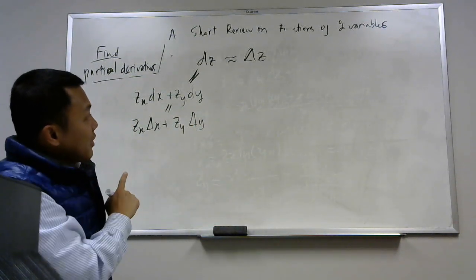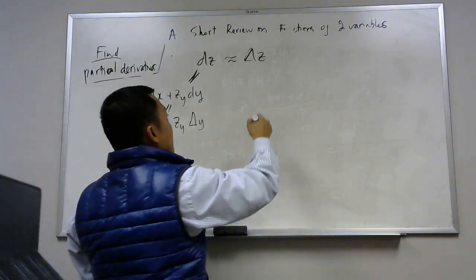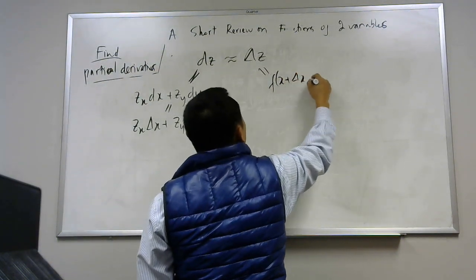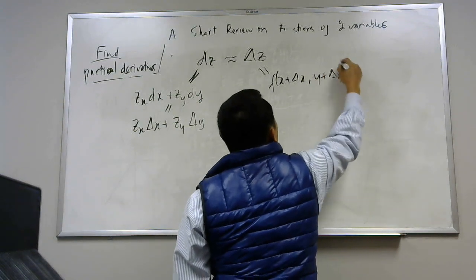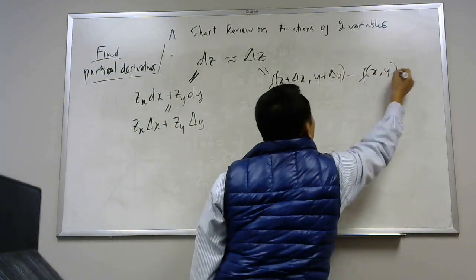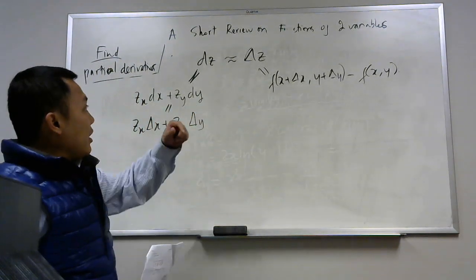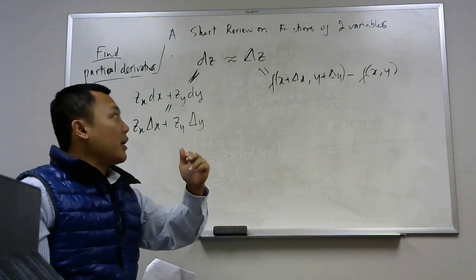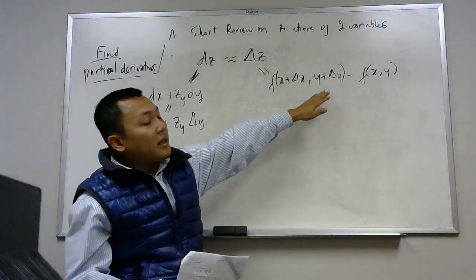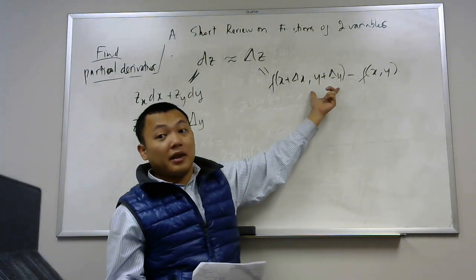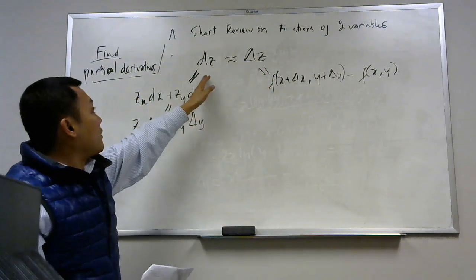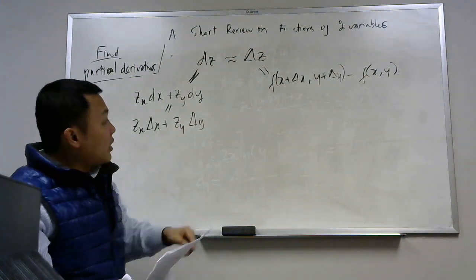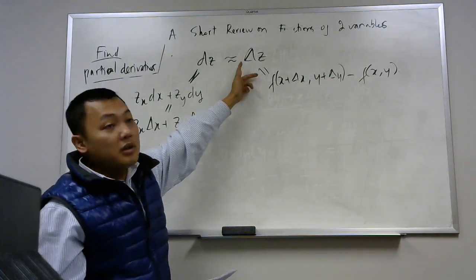That is the total differential. And what is delta z? Delta z is f of x plus delta x, y plus delta y minus f of x, y. It means when the point x and y move a little bit from that point, and you get some delta x and delta y, the difference in function values is called delta z. But the differential is a little bit different. So in this problem, we use the differential to approximate delta z.